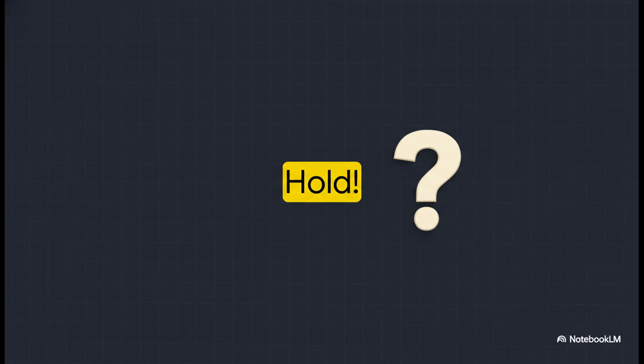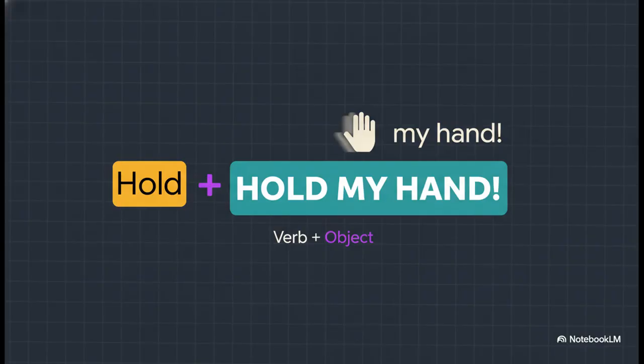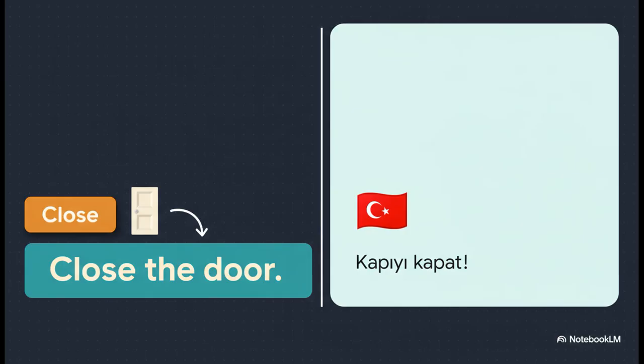Okay, let's start with a really simple one. Hold. It's a clear command, right? But hold what? And this is where the magic happens. We just add an object, in this case, my hand. So, hold my hand. See that? Look how much more specific and meaningful that sentence is now. You went from just one word to a full descriptive instruction. It's that easy.